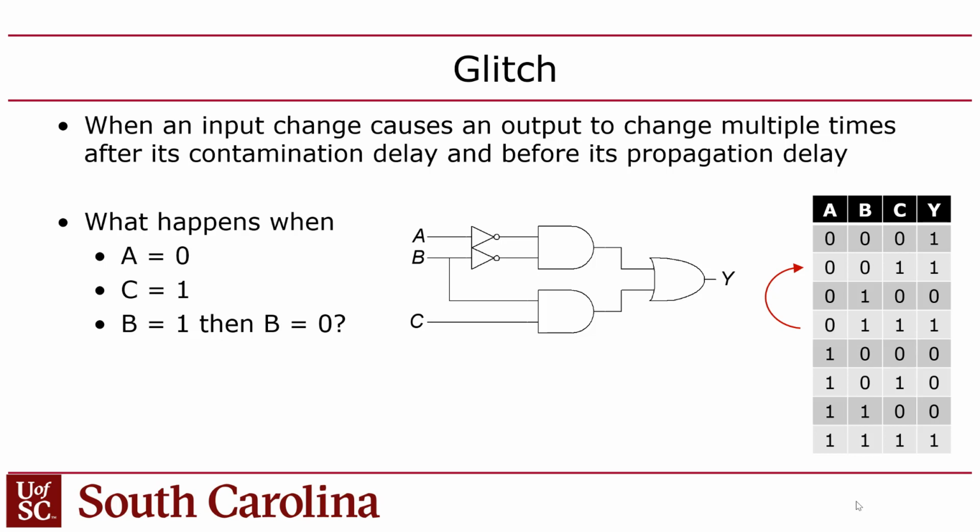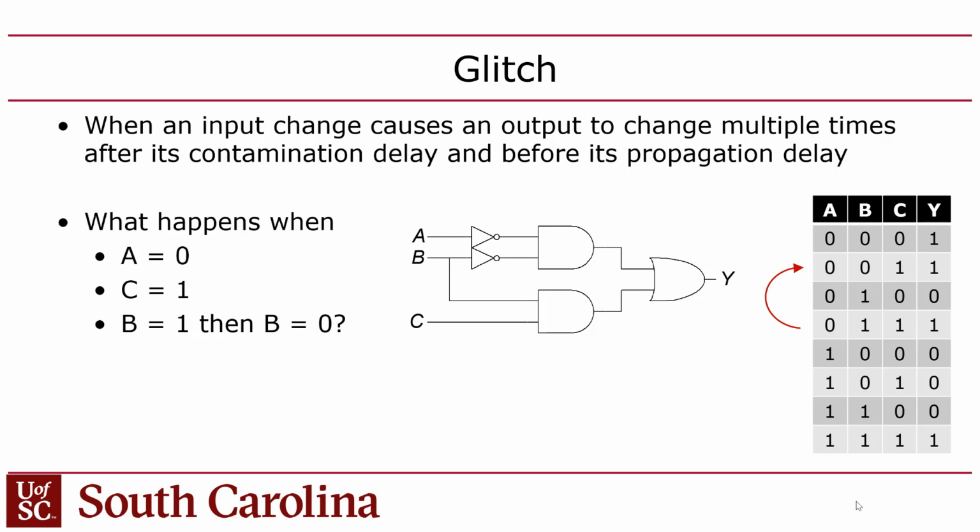And so generally what that means is that it just is giving you a range of propagation. The time it takes to get a signal through a circuit is a range that's between the contamination delay and the propagation delay. But sometimes you'll encounter this thing where you'll change an input and the output will actually change multiple times within that range between the contamination and propagation delay.